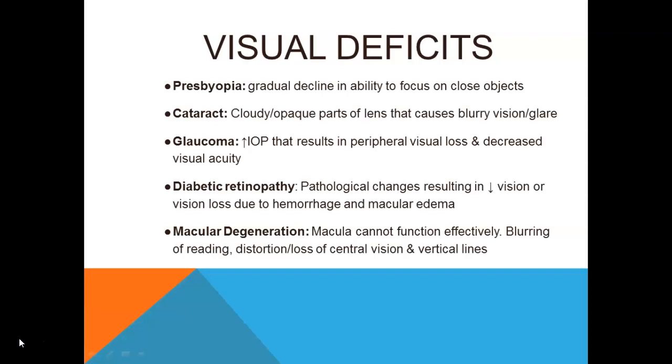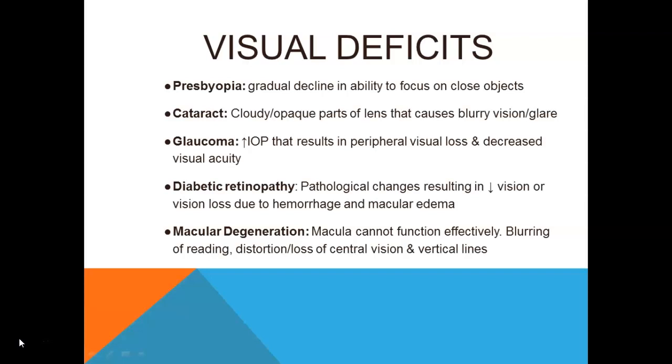So you can have visual deficits. Visual deficits that you typically see are presbyopia, which is a gradual decline in the ability to focus on close objects, as you see with people who get to around the age of 40 and older. You'll see them using reading glasses where they never had to before. Cataracts, that is cloudy, opaque parts of the lens that cause blurry vision and glare.